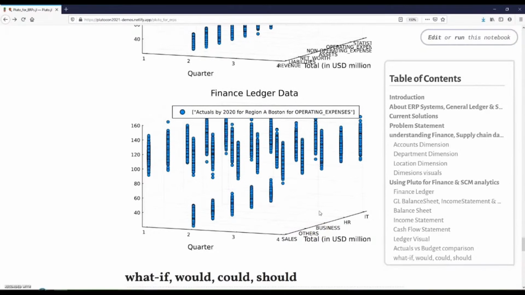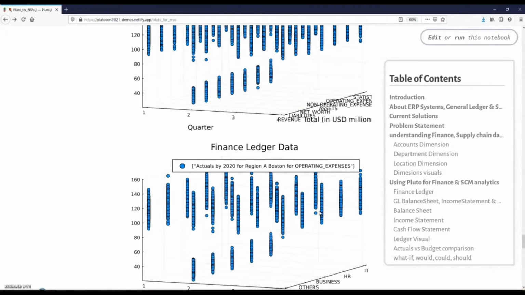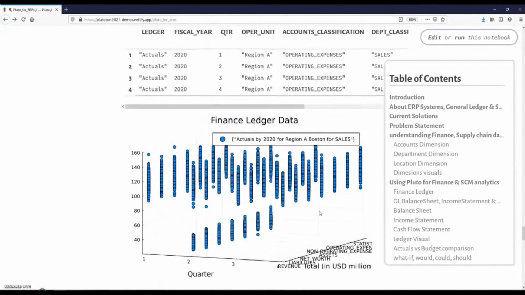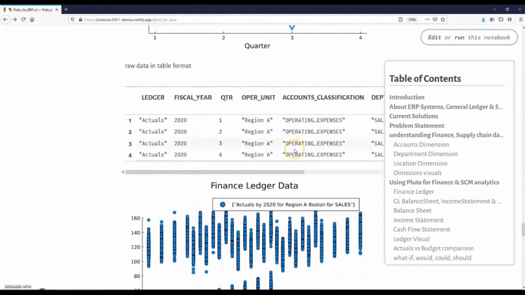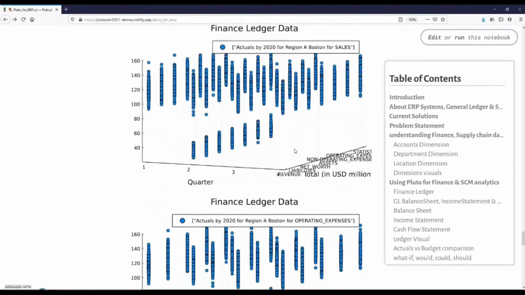The point is, this is a Pluto notebook, and I can be as creative as I want. The good thing is I can share this with my organization leader so that they can just see the visual. They can compare one region to another, and they can take business critical decisions almost immediately.